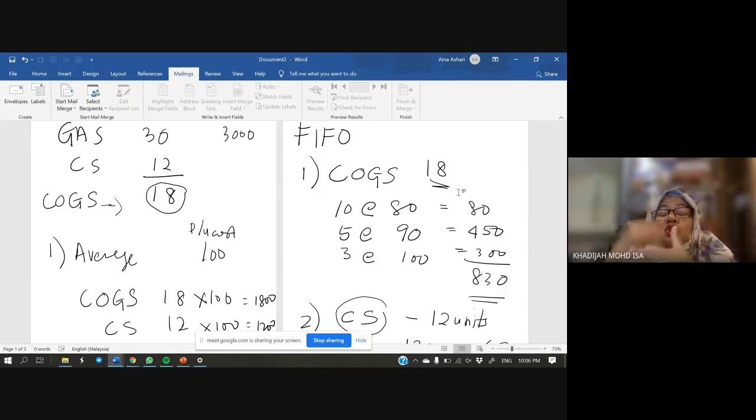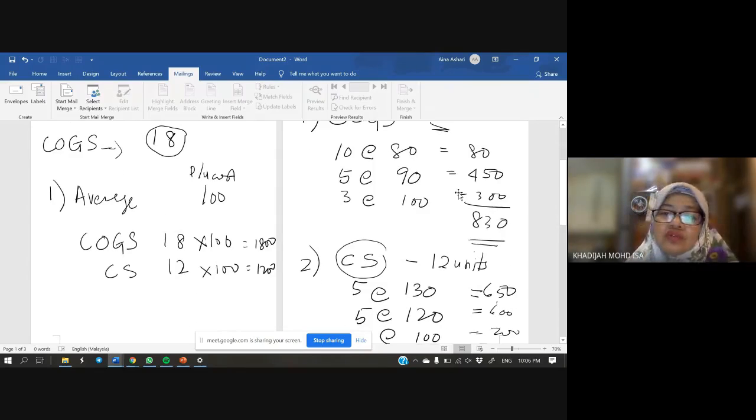So if you do compute your closing stock and cost of goods sold, total must be 30 units. Right? COGS is 18, closing stock is 12. So these are total stock available for sale. Out of the 30, you have sold 18 units and the balance is 12 units. Yes. Sama tak?